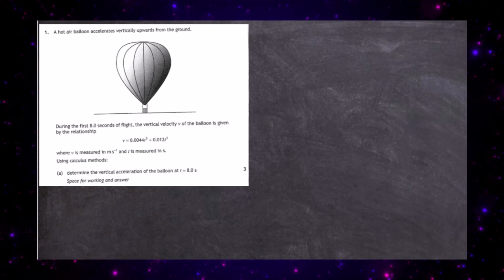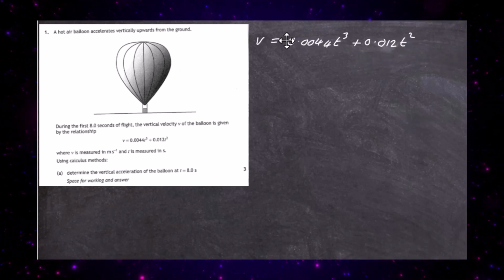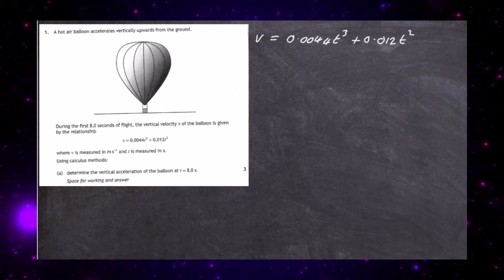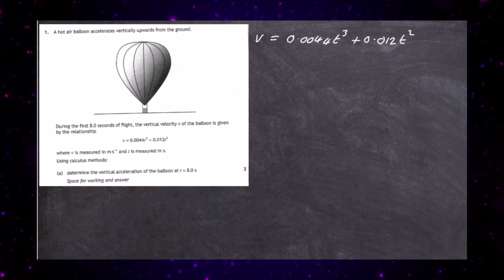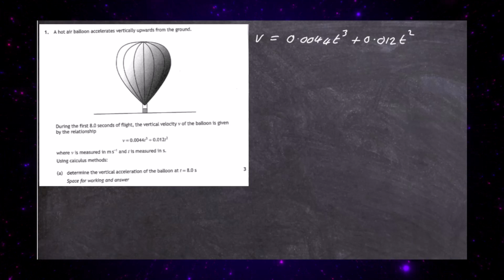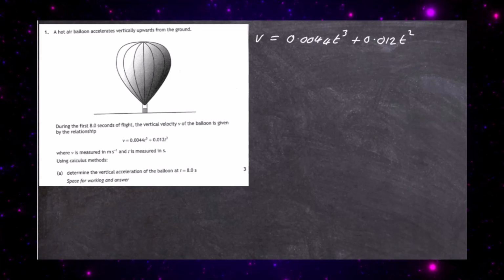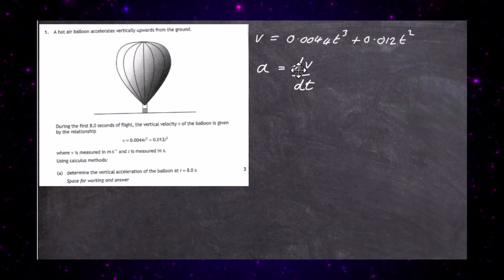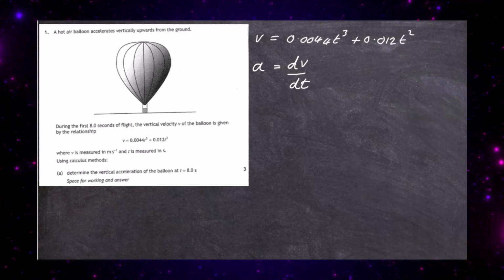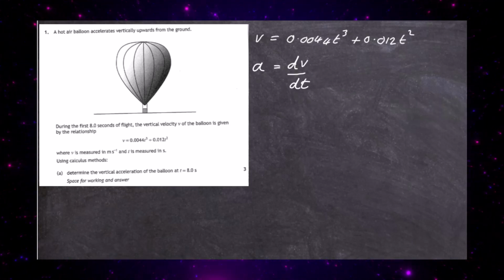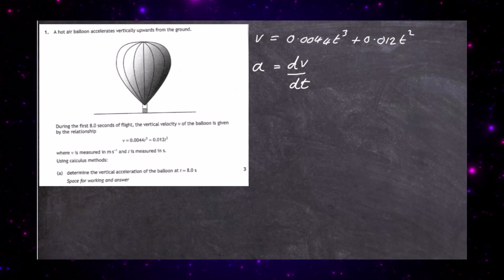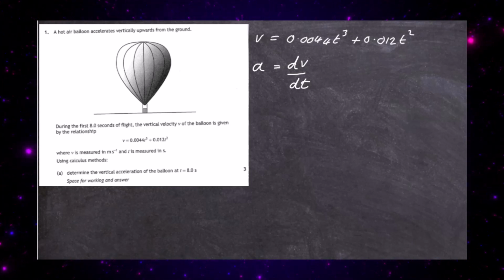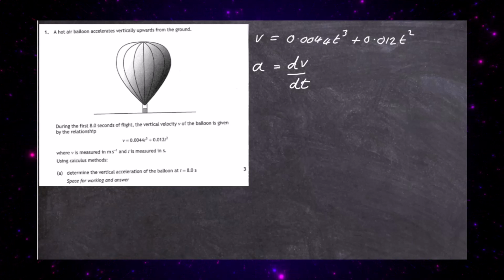Well, first of all, we know that the velocity equation, the relationship given, is the one stated, 0.0044 t cubed plus 0.012 t squared. So how do we get acceleration from that? Well, we know that acceleration is the rate of change of the velocity. In calculus terms, acceleration is dv by dt. So all we have to do is find the derivative of the function v, and we do that as follows.